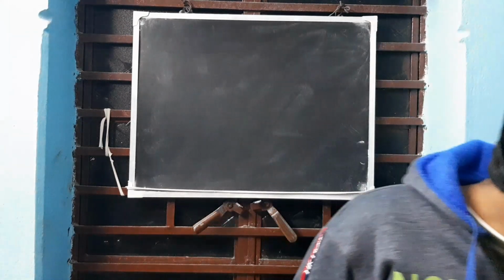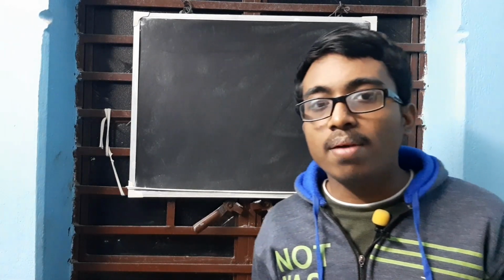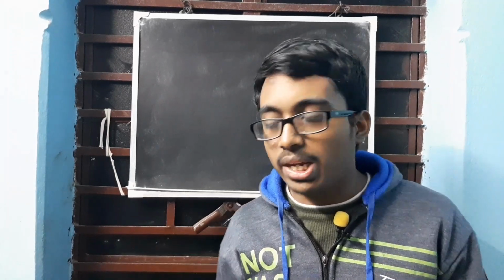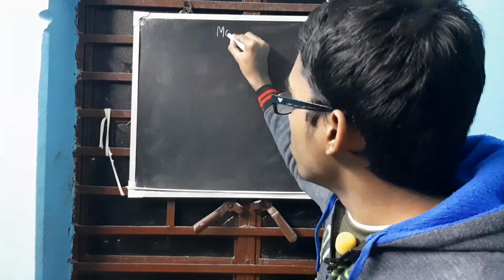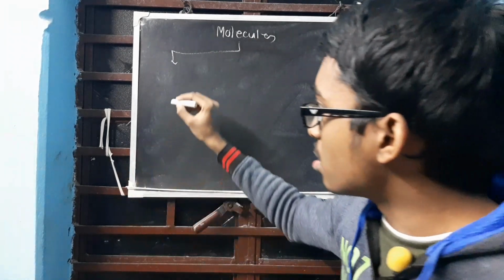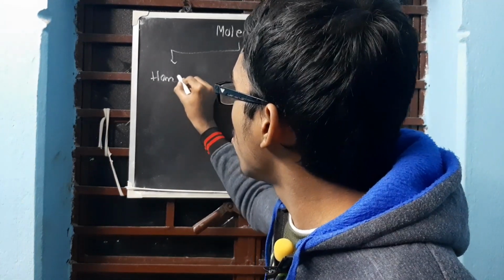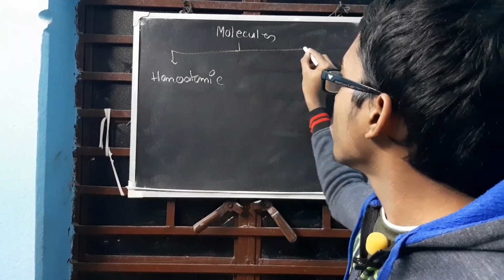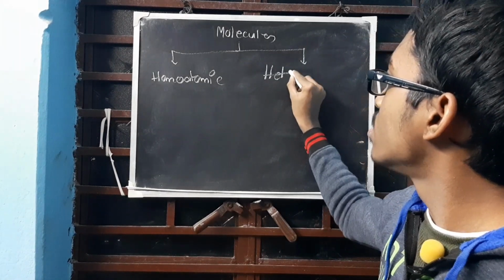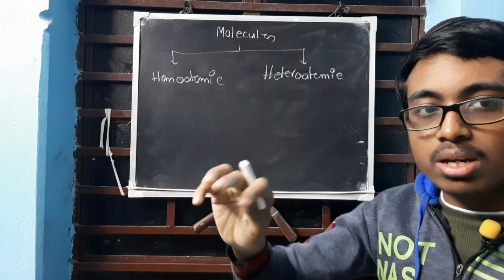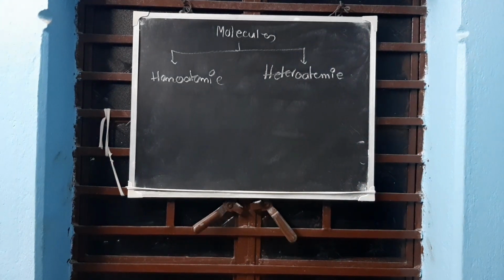Now when I speak about the term molecules, what exactly is a molecule? I've told you in the previous video when we were discussing the Avogadro hypothesis. So you all know what a molecule is, right? Now, if I write molecule, we can classify it into two very simple parts. We can write it as homoatomic or heteroatomic. Clear? A molecule will contain atoms, that much you all know.